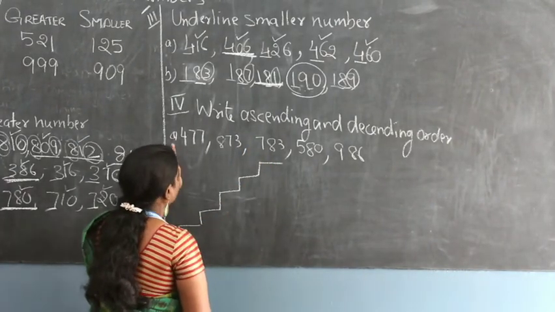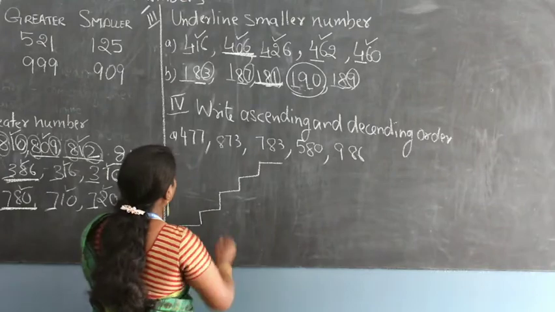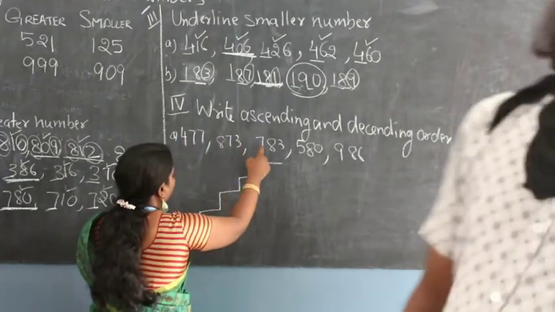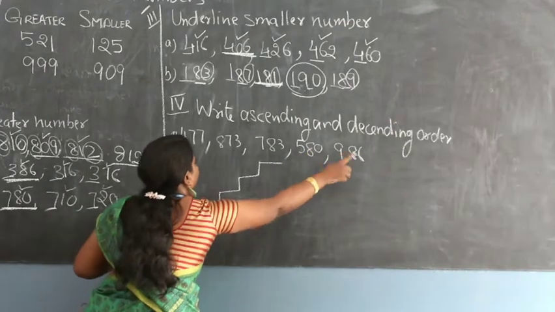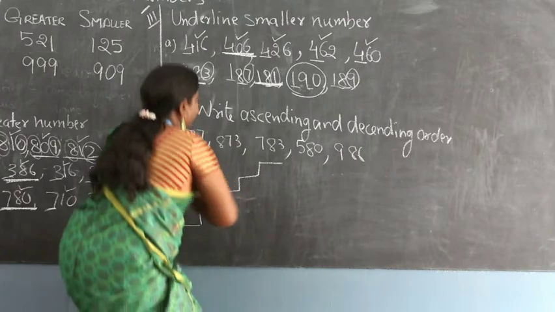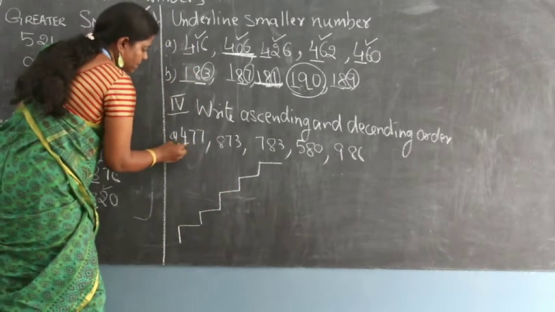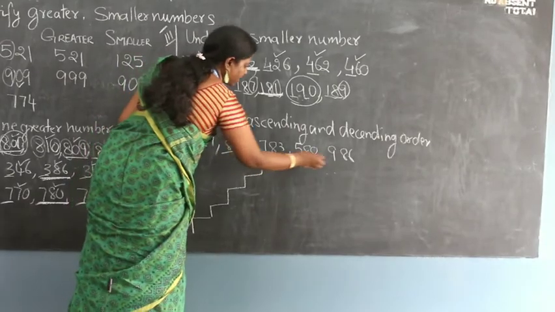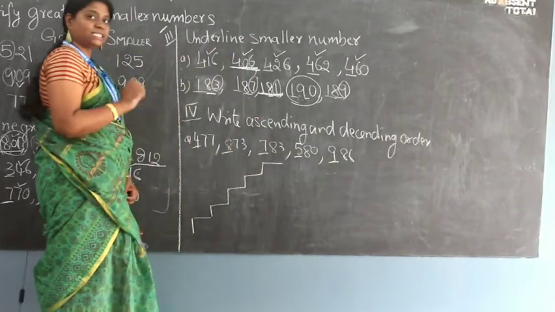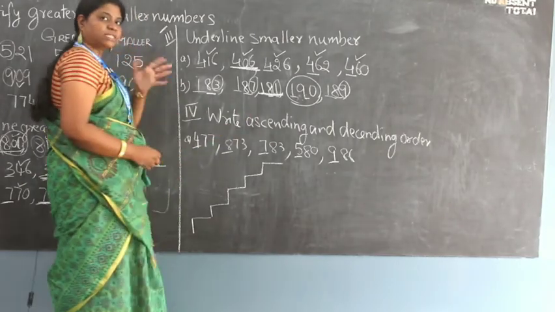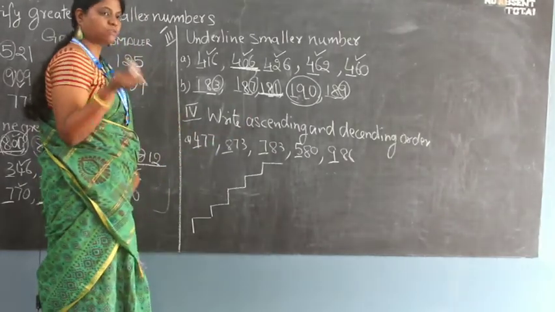Okay, so to do that, first thing we have to see is if all the numbers are 3 digits. 1, 2, 3, 1, 2, 3, 1, 2, 3, 1, 2, 3, 1, 2, 3. Right? All the numbers are big, 3-digit numbers. Let's look at the first number. Here the first number is 4, here it is 8, here it is 7, here it is 5 and here it is 9. This is a very easy sum. You know why? Because the first numbers are different. From the first number itself we can find out which is the smallest, which is the biggest.